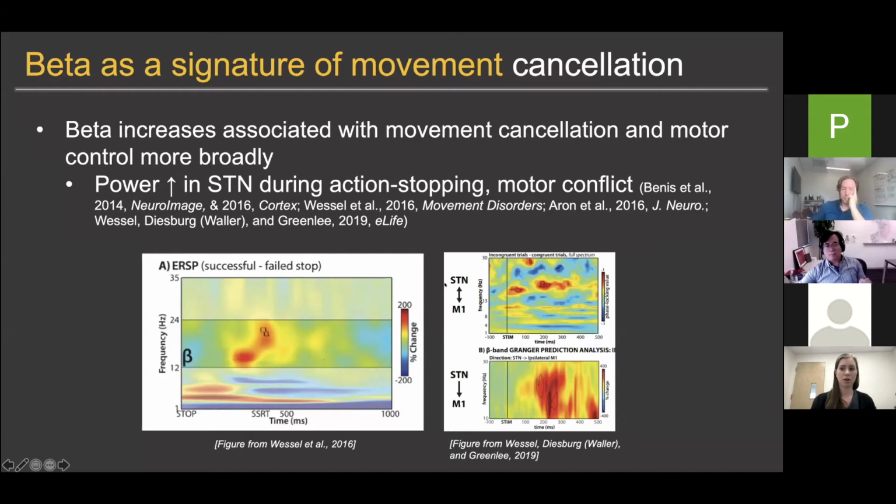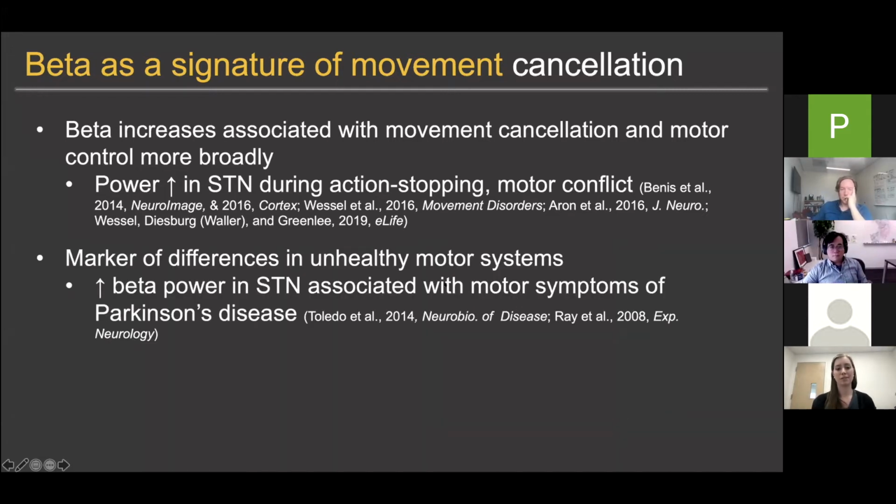And we also know that beta is a marker of differences in unhealthy motor systems. So we see abnormally high beta power in the STNs of individuals, for example, with Parkinson's disease. And when you treat those individuals with synthetic dopamine precursors, of course, we see some degree of alleviation of their symptoms, but also a degree of renormalization of beta power in the STN.